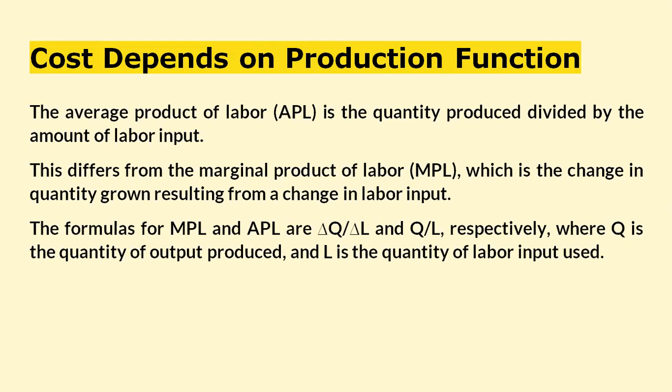The formulas for marginal product of labor and average product of labor are change in quantity over change in labor input, and quantity per unit of labor, respectively, where Q is the quantity of output produced and L is the quantity of labor input used.